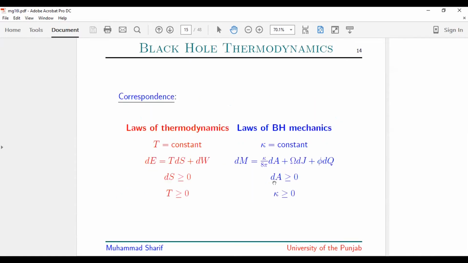Here is the complete picture of the correspondence of these laws in classical thermodynamics and black hole mechanics. So the zeroth law, T equal to constant, in black hole it is kappa equal to constant. And similarly, we can see all other laws.